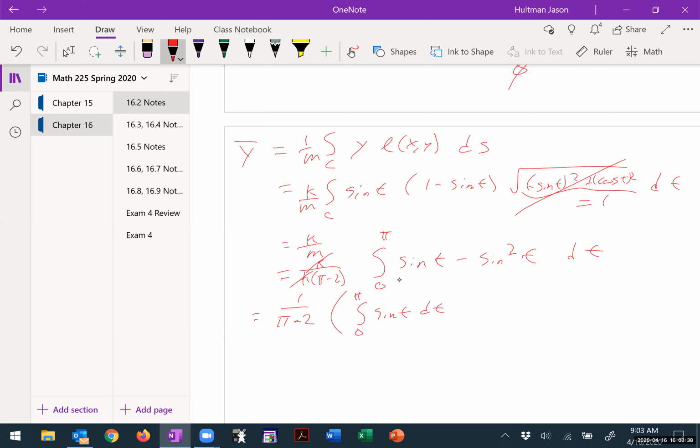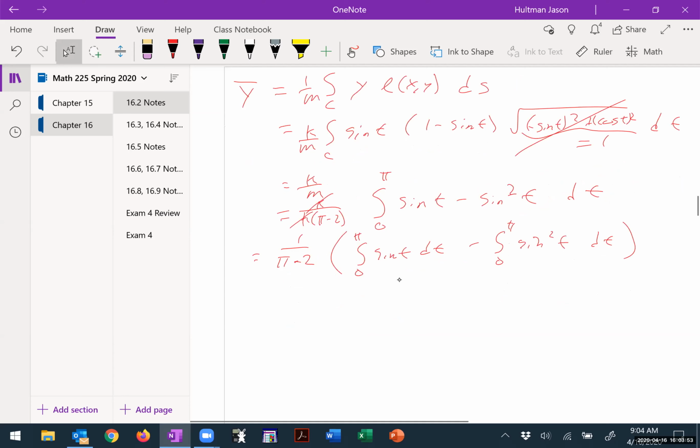Sine t dt, plus the integral, or sorry, minus the integral from 0 to pi of sine squared t dt, equals 1 over pi minus 2.